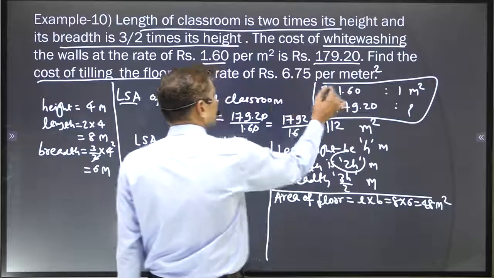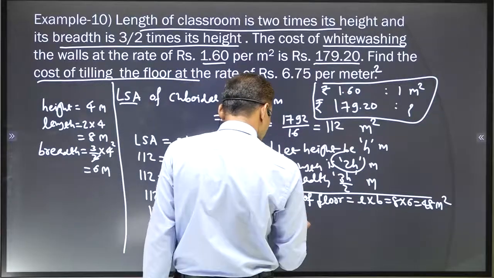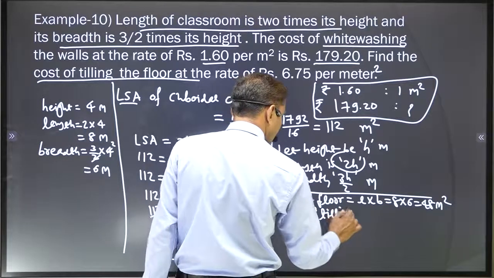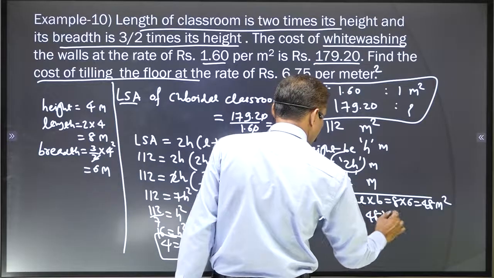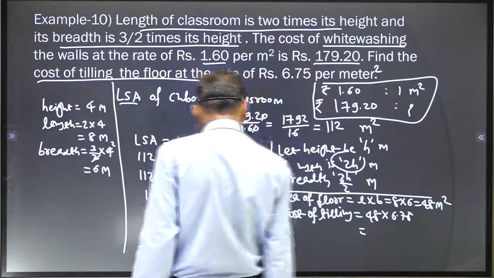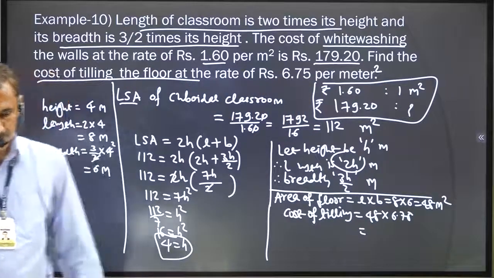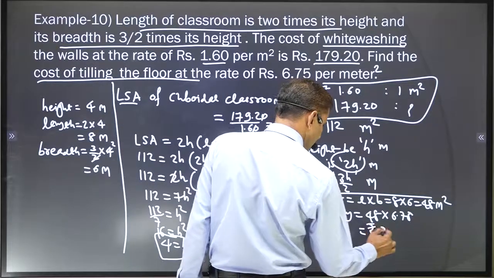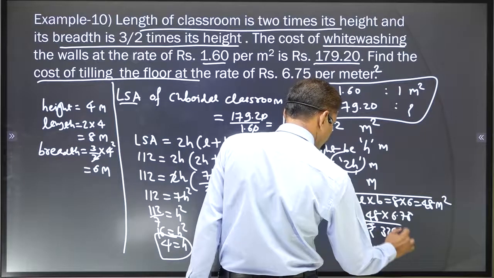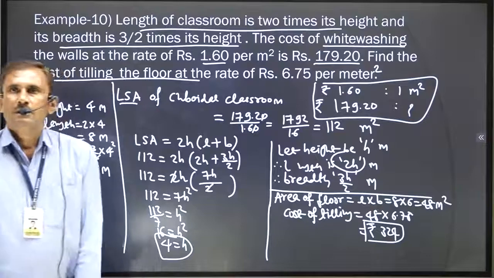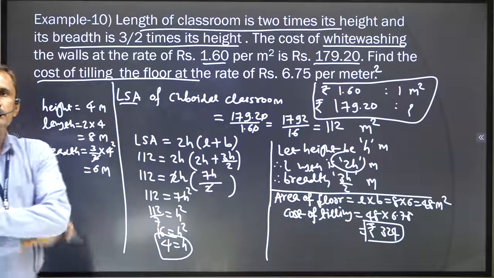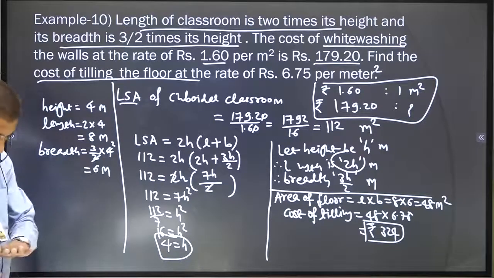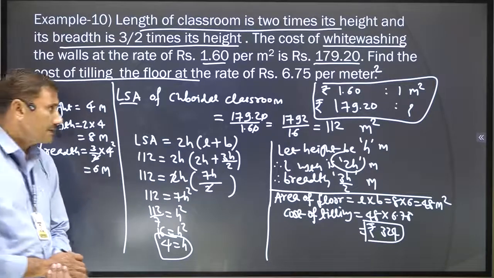Now they have given per meter square 6.75. So the cost of tiling is equal to 48 into 6.75. So just try to multiply it. It will be your final answer. So it is 324 given. You can verify it. 324. So that is our final answer. Okay, so understand the whole question well. You can take a screenshot also, and if you want you can pause the video and note it down right now also.